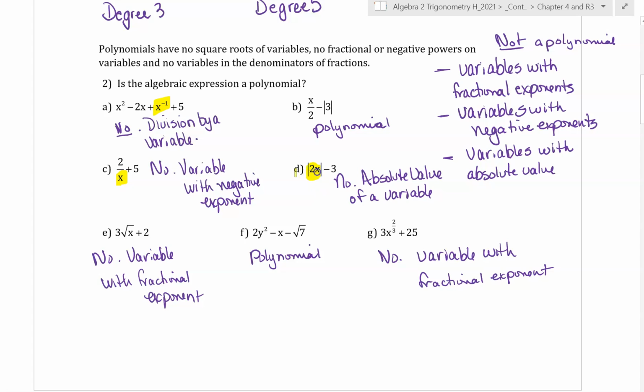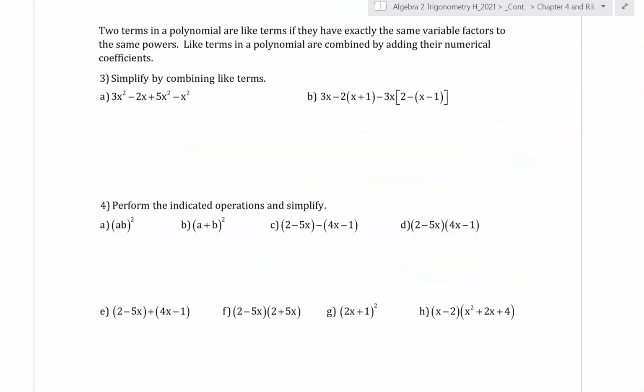Over here, we have the absolute value of a variable, so that's not going to be a polynomial. This is a variable with a fractional exponent. That's actually the 1/2. Notice f is fine because you can have the square root of 7. You could have a fractional exponent for a plain old number, and then no for g because that's a fractional exponent of a variable.